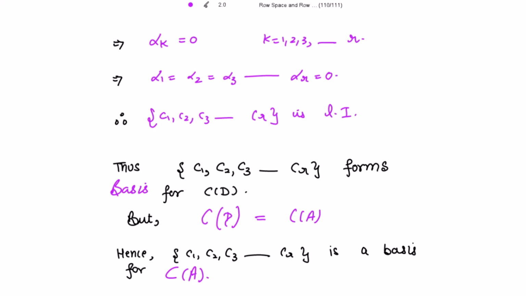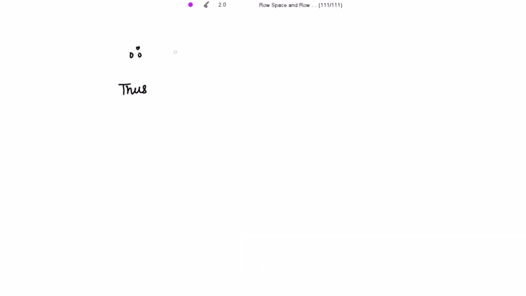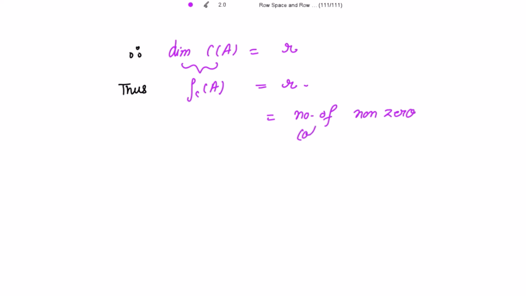It remains to show that the number of non-zero columns is equal to the column rank of A. Since these form a basis for the column space of A, the dimension of the column space of A is equal to r. And the dimension of the column space of A is the column rank of A. So the column rank of A is equal to r, which is the number of non-zero columns of D. Hence the result. Thank you.